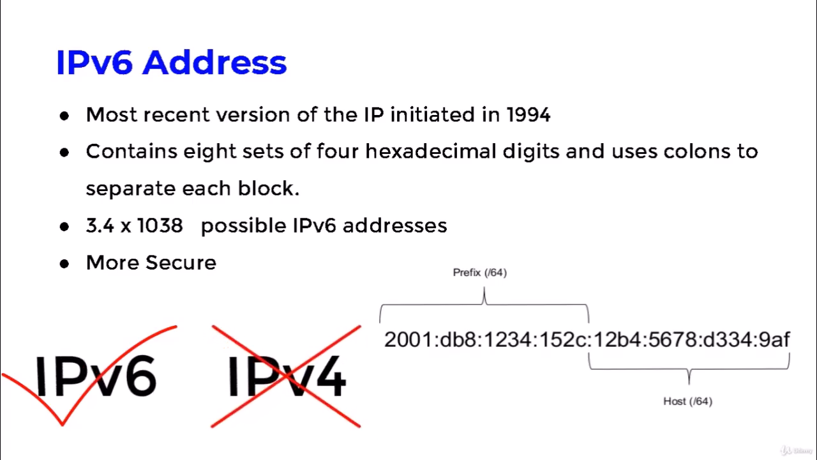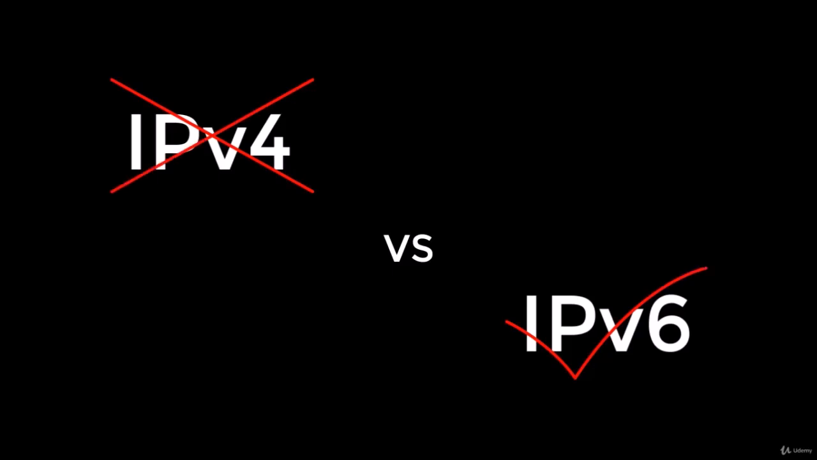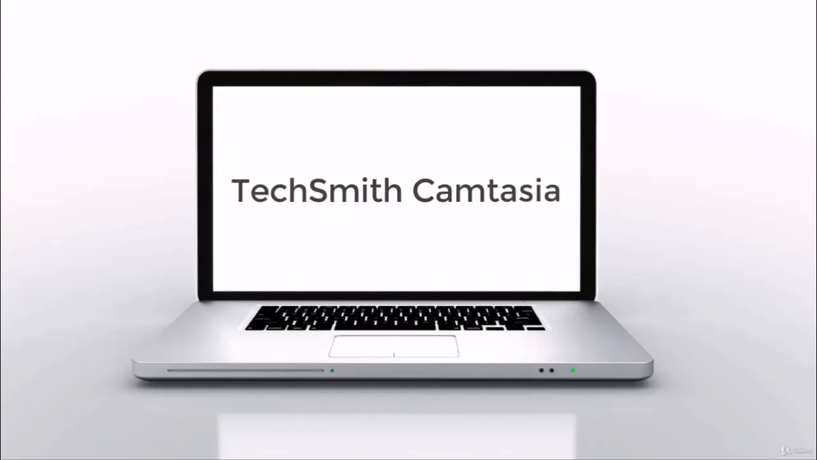So let us have a quick recap. I hope you understood the example of IP address that I had just demonstrated using the pin code and the area. Then we saw what are IP address, types of IP addresses, v4 and v6. And finally, we saw in detail what it means by version 4 and version 6 and the differences between them. In the next lecture, we will talk in detail about different classes of IP address.